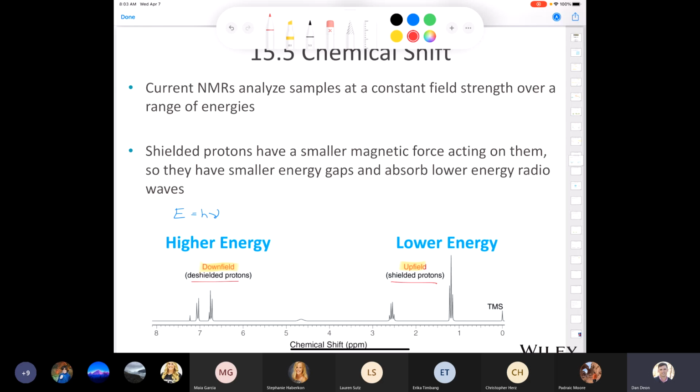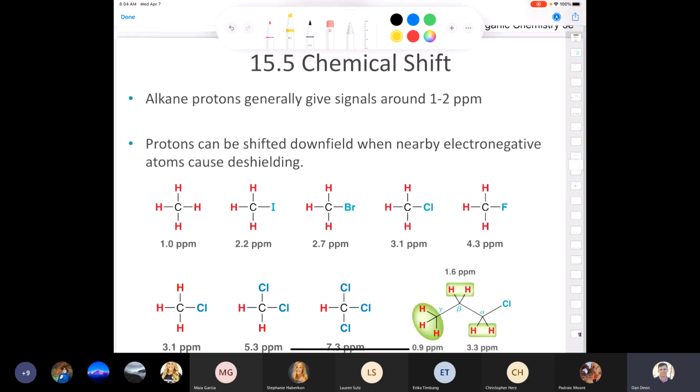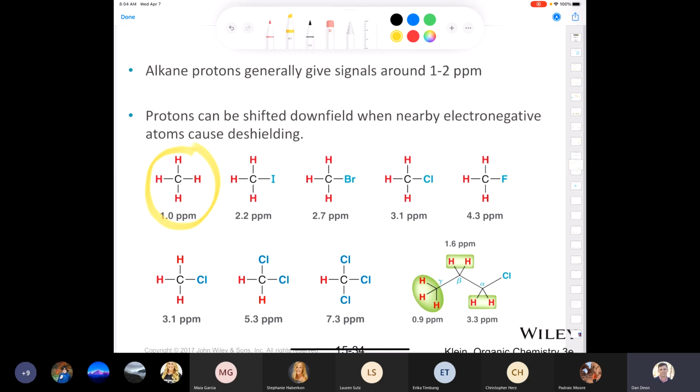Well, let's talk about how we could de-shield a proton. Right? How could we remove electron density from the environment of a proton? Well, if we just look at a simple alkane, and the simplest possible alkane that we could have is methane, CH4, alkane protons generally resonate or give signals around 1 to 2 parts per million. But if you see what's happening here is we follow these 5 molecules going from methane all the way across from iodo, bromo, chloro to fluoromethane, you see that all 3 of the red protons in each one of these 4 molecules are all chemically equivalent.